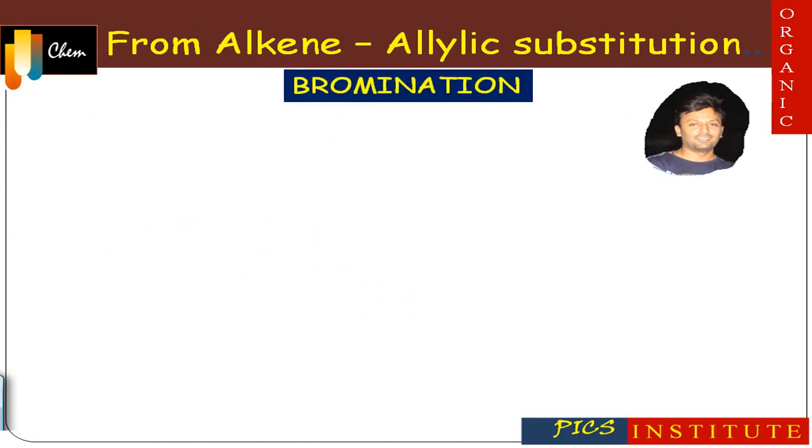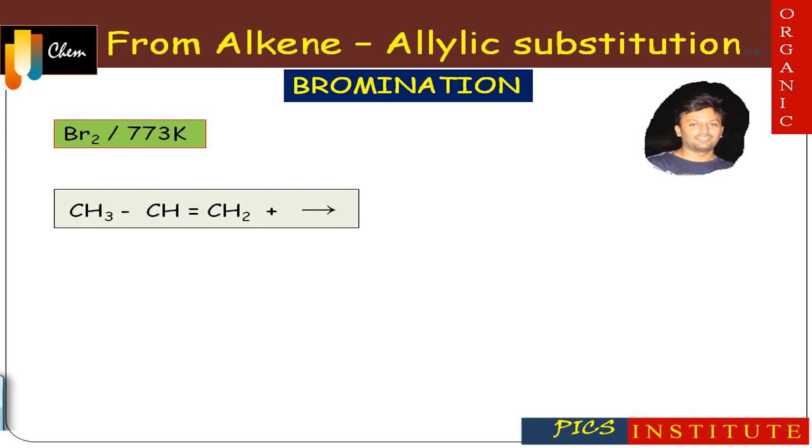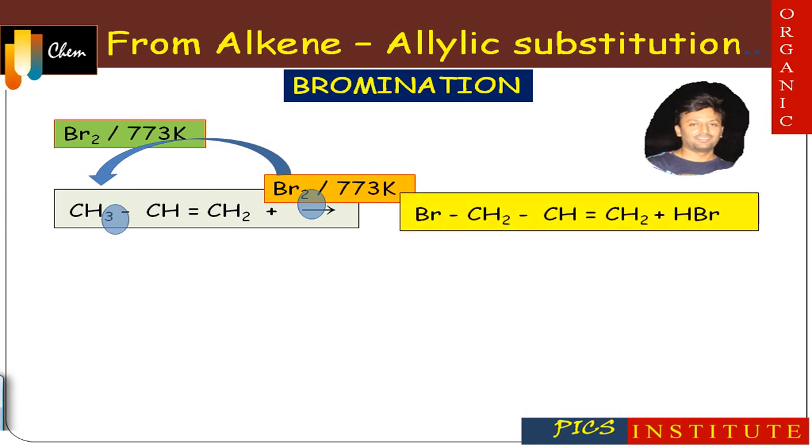Bromination, that is replacement of allylic hydrogen by bromine. First reagent is Br2 at 773 Kelvin. Reaction takes place in similar manner as that of Cl2 at 773 Kelvin. That is, allylic hydrogen and bromine separates as HBr and remaining bromine occupies the position of allylic hydrogen to give allyl bromide.